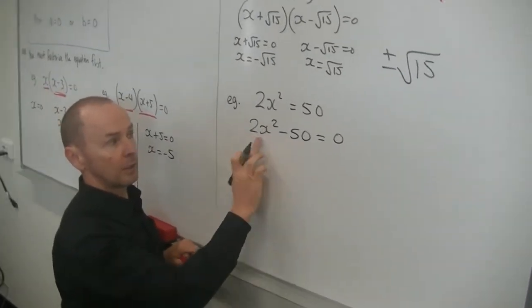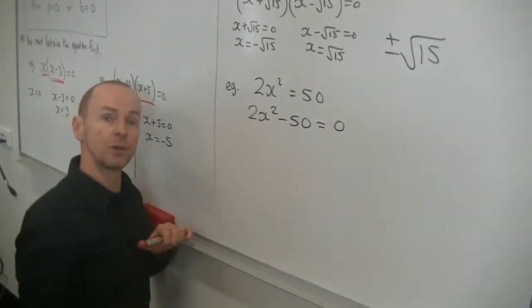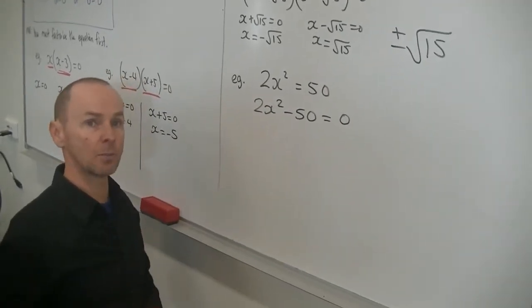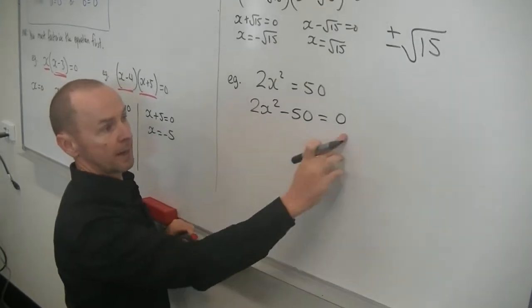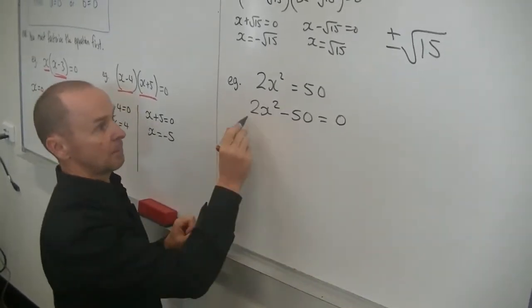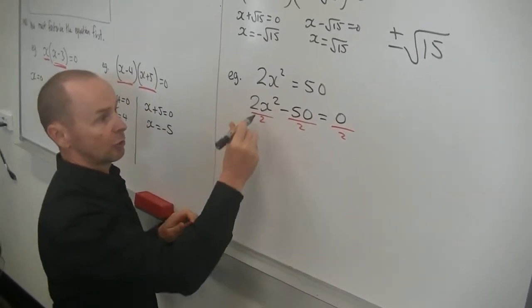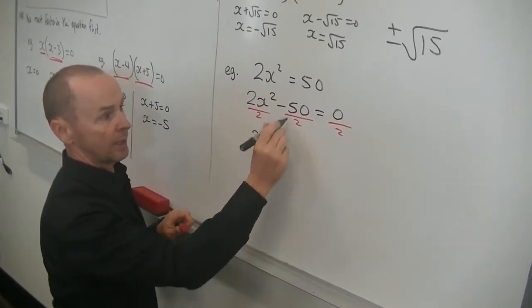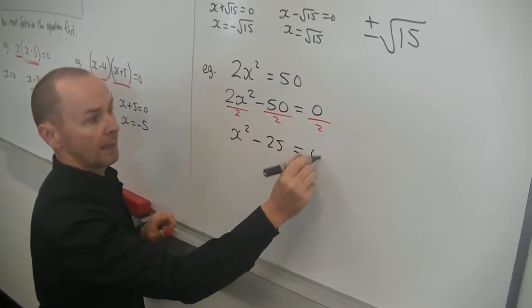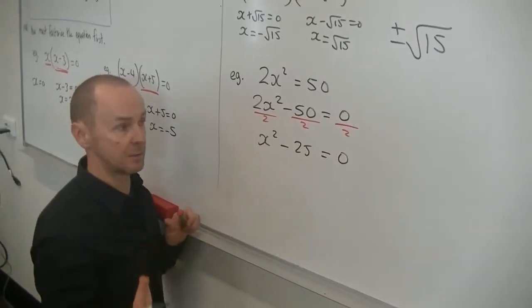Now we've got to divide. Look at that, it's a common factor. The first rule of factorising, always look for a common factor. So 2 is a common factor. So I'm going to divide every term by 2, including this side there. And watch what happens. The 2's cancel. I'm left with x squared minus 25 equals 0. So the 2's effectively disappeared.